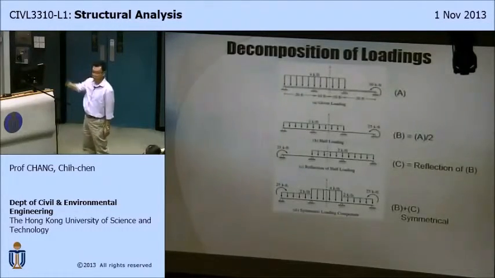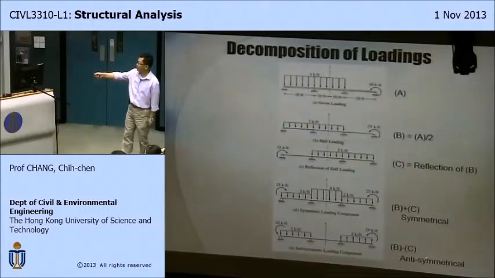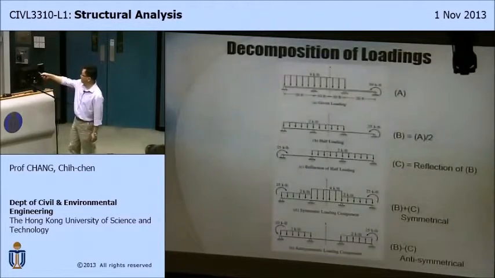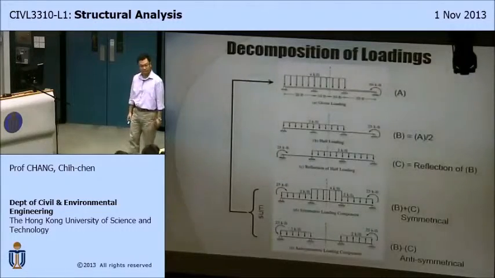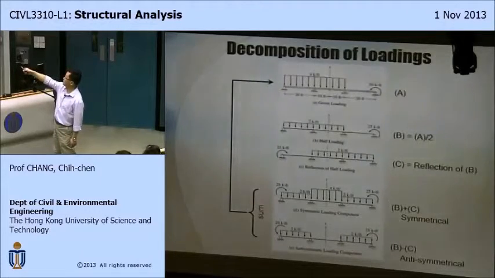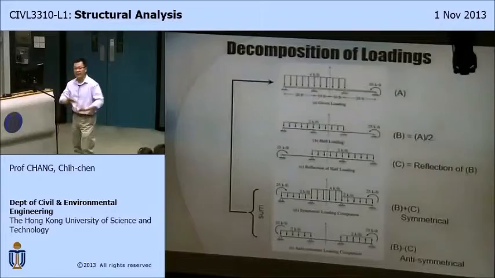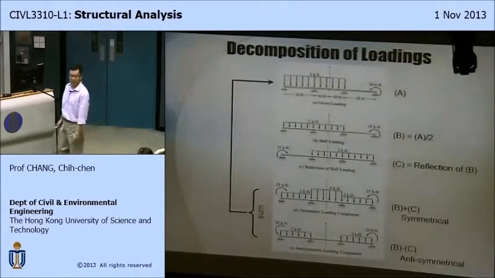And I subtract these two, B minus C. I find out this becomes anti-symmetrical. And if I add these two up, it goes back to the original loading. So that seems to be magic, right? The original loading is this. Now I am able to decompose this loading into symmetrical load plus anti-symmetrical load. Any arbitrary loading, I can always do that. Seems like magic, right?